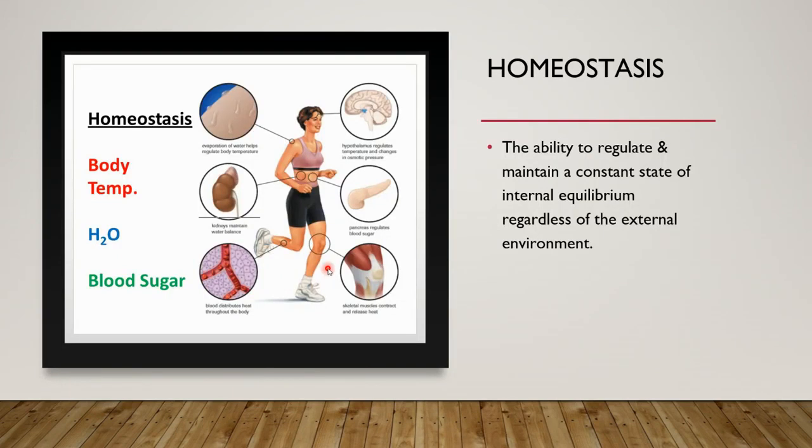Homeostasis is the next term. Homeostasis is the ability to regulate and maintain a constant state of internal equilibrium, regardless of what the external environment is doing. An example of this would be when you go outside and your body temperature increases by exercising, the sweat glands start to secrete water and salt. This, in fact, causes evaporation of the water off of your skin, thus lowering your body temperature. The reverse of that would be when you go out into a cold environment and your body temperature decreases, you begin to shiver.